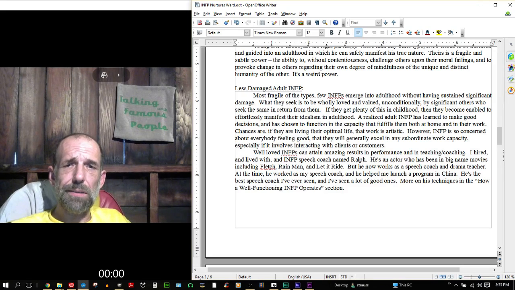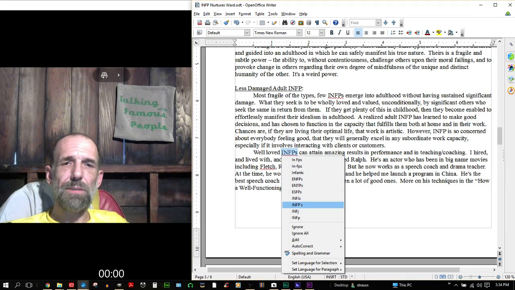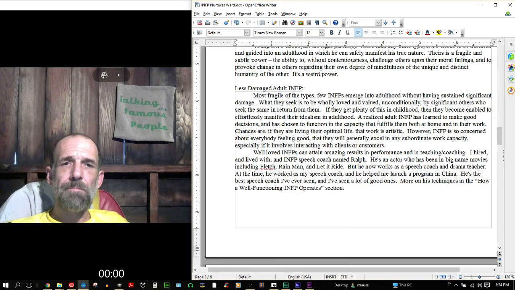A realized adult INFP has learned to make good decisions and has chosen to function in the capacity that fulfills them both at home and in their work. Chances are, if they are living their optimal life, that work is artistic. However, INFP is so concerned about everybody feeling good that they will generally excel in any subordinate work capacity, especially if it involves interacting with clients or customers. Well-loved INFPs can attain amazing results in performance in teaching and or coaching.